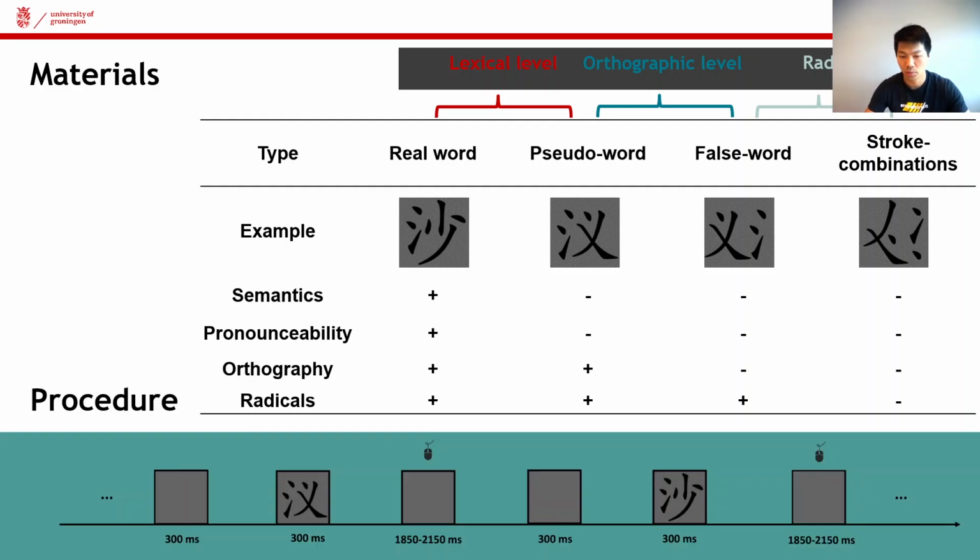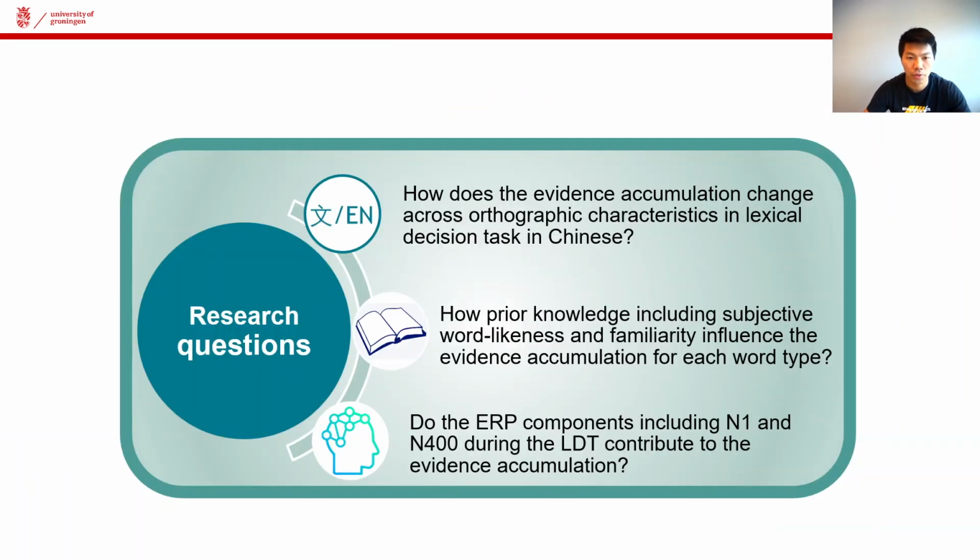In a lexical decision making task, the items are presented, and the participants have to indicate whether the current item is a word or not. Using this design, we are curious about these different research questions. First, how does the evidence accumulation change across the orthographic characteristics in the lexical decision task in Chinese, and does it differ across language systems? And secondly, how does prior knowledge, including subjective word likeness and familiarity, influence the evidence accumulation for each word type?